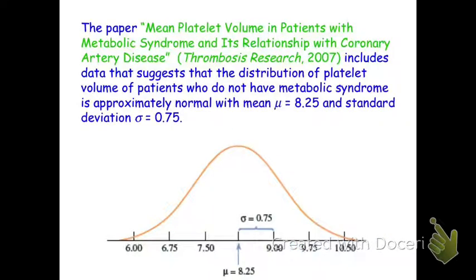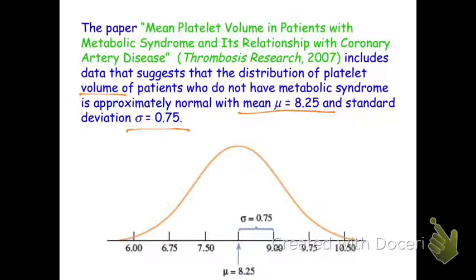Here we have a paper on mean platelet volume in patients with metabolic syndrome and its relationship with coronary artery disease. The coronary artery sends blood to the myocardium in the heart. Anyway, the mean is 8.25, the standard deviation is 0.75, and this is the platelet volume of patients.